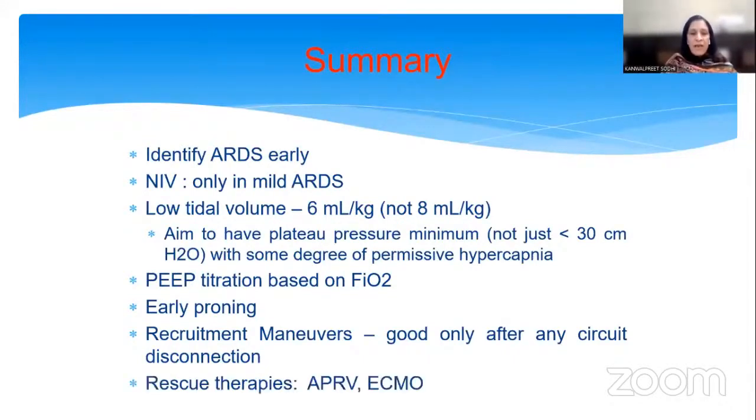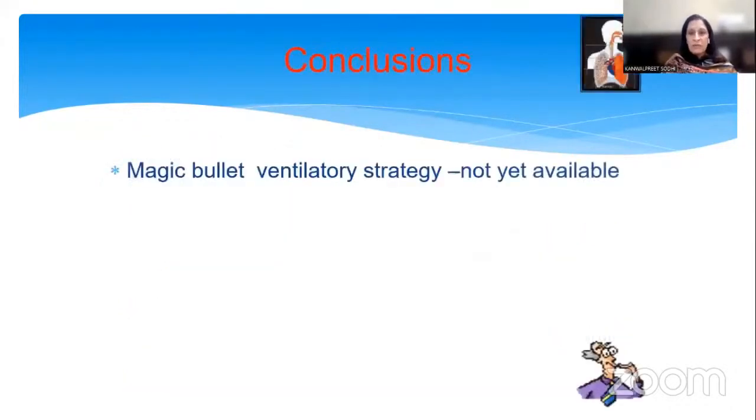Early proning and recruitment maneuvers are good, only after any circuit disconnection; associated problems of hemodynamic instability and barotrauma must be kept in mind. And rescue therapies: APRV, now the studies have actually shown the benefits, and yes, it is being recently recommended for ARDS ventilation, and ECMO certainly yes. So we do plan to shift the patient to the ECMO unit as early as possible.